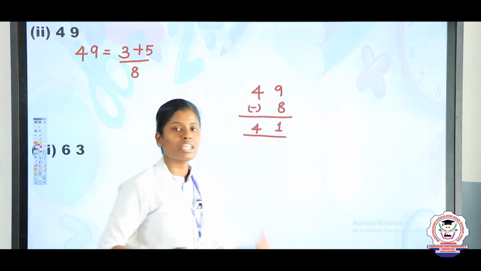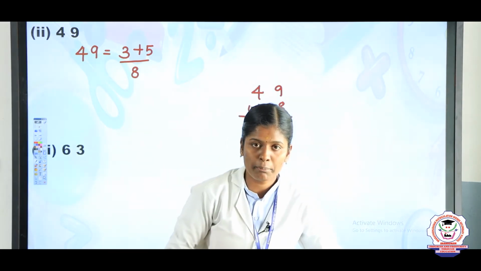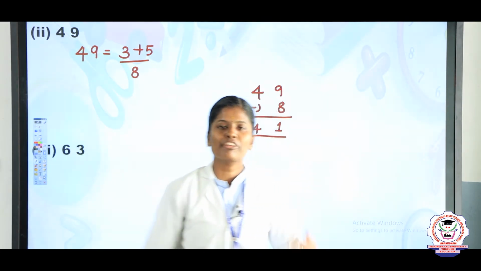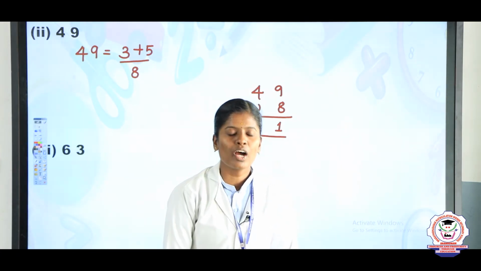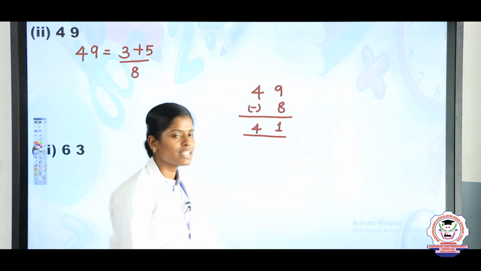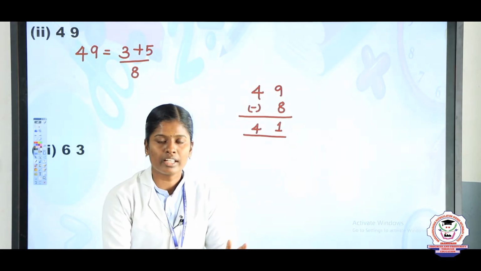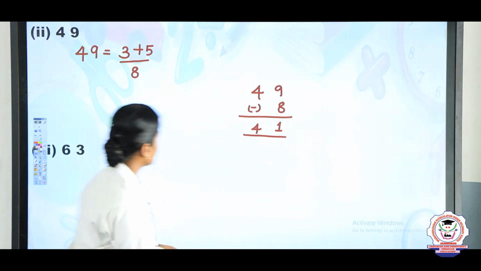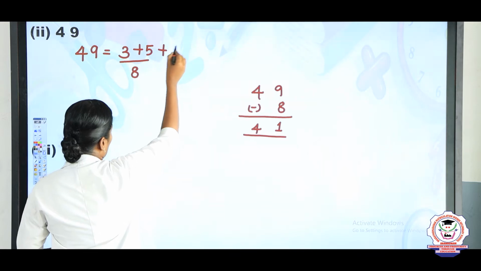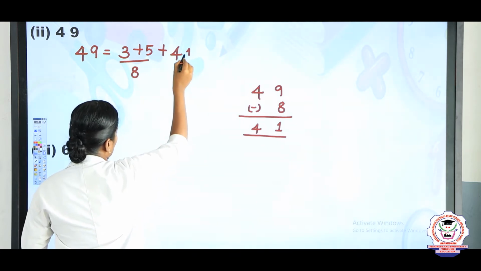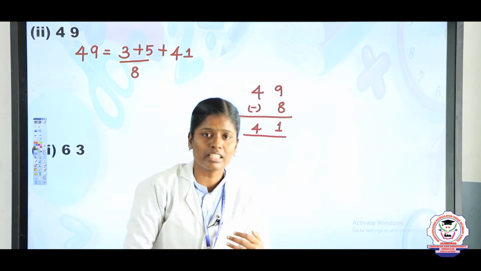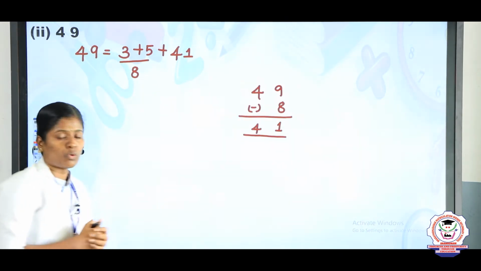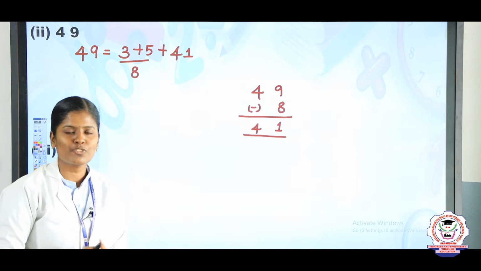Is 41 an even number or an odd number? Very good, dear. 41 is an odd number. How did you say 41 is an odd number? Why? Because the number ends with 1. So write the answer 41. If you take 41 plus 5 plus 3, the final answer is 49. What is our final answer? Our final answer is 49.